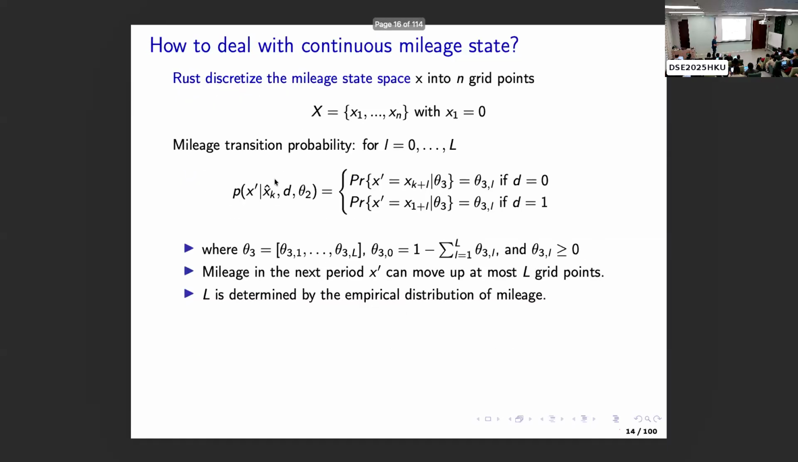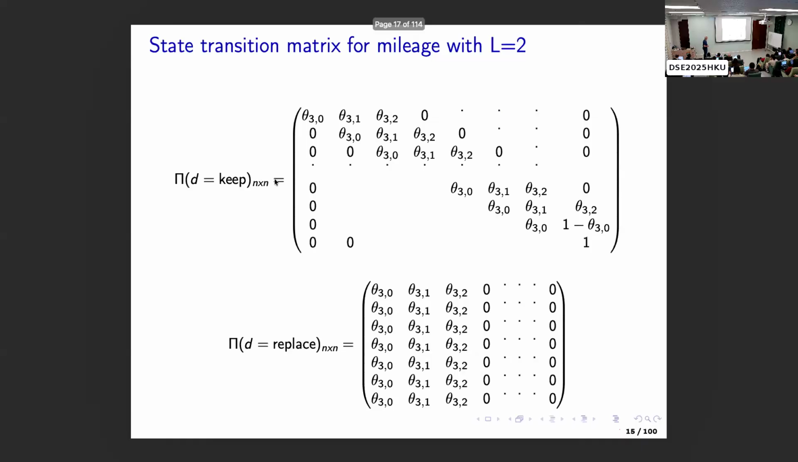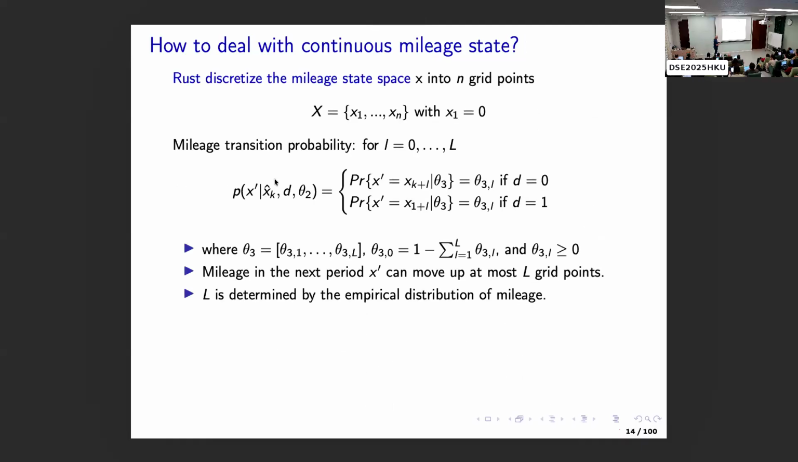Okay, now we discretize the mileage. You could deal with the continuous mileage state in many ways. You could parameterize the value function with Chebyshev polynomials or splines or neural nets or whatever. We're just going to discretize the whole thing, making it easy, because that's what John did in 1987. Once you discretize the state, which is mileage in this case, since replacement resets it, we also discretize the distribution and it becomes a finite state Markov process.